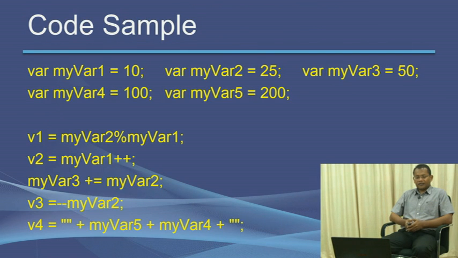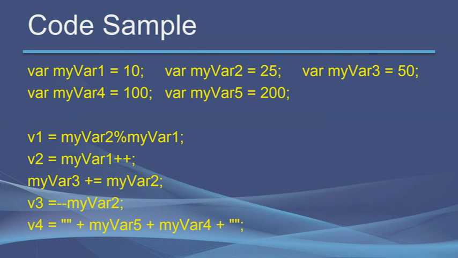To look at the next question, first let us look at a code sample. Here it is defined: var myVariable1 is 10, myVariable2 is 25, myVariable3 is 50, myVariable4 is 100 and myVariable5 is 200. So they are assigned the values 10, 25, 50, 100 and 200.